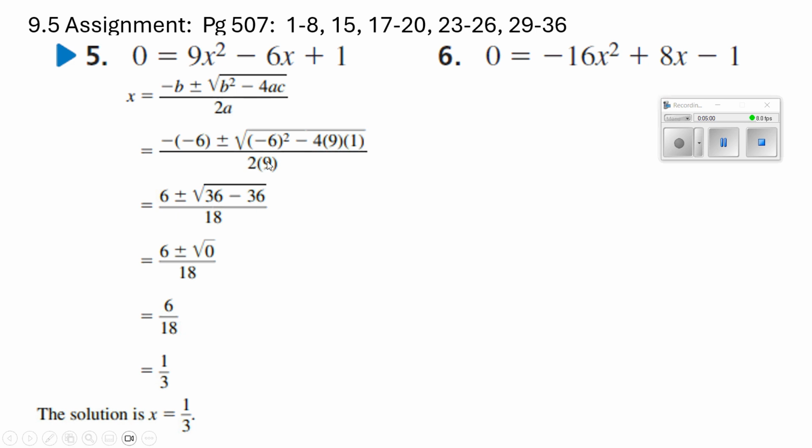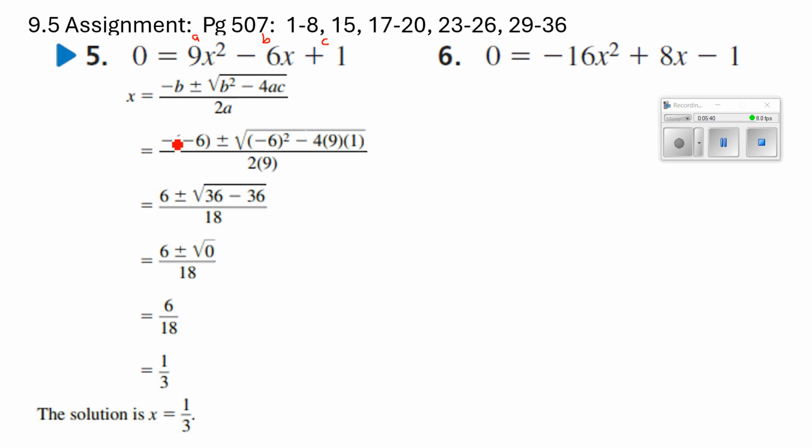This one already kind of jumped up on me, but we got the same thing over here. Remember, we're going to have A, B, and C again. So A is 9, B is negative 6, and then we have 1, that's going to be C. All right, so negative 6 is going to go over here in place of B. It's also going to go over here for B squared. 9 and 1 will come over here, multiply with negative 4 in place of A and C. And 2 times A on the bottom, which will be 2 times 9.